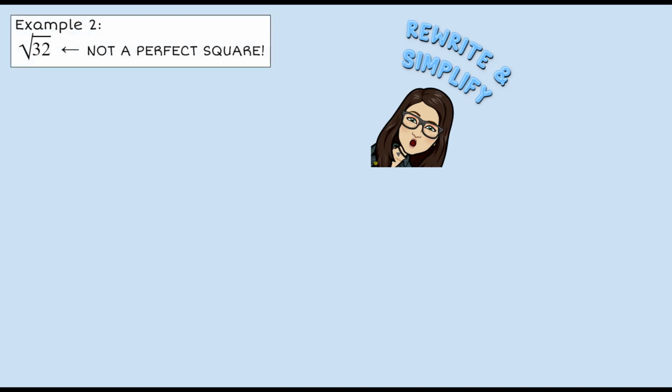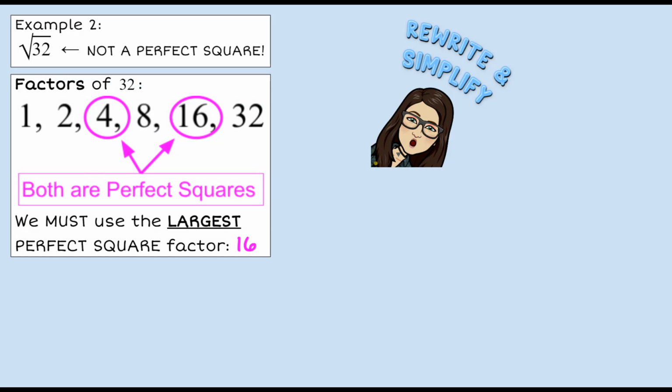What if they've given us square root 32? Put it in your calculator. It's not a perfect square. 32 is not a perfect square. But what if there's a factor of 32 that's a perfect square? There are 2 factors of 32 that are perfect squares. So which one do we use? We have to use the largest perfect square factor, and that would be 16.